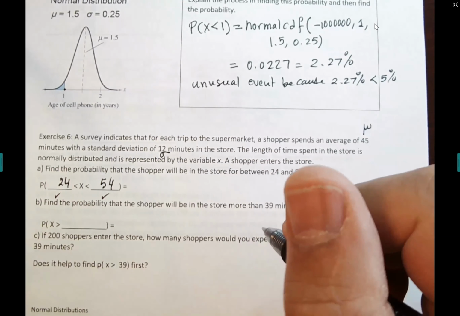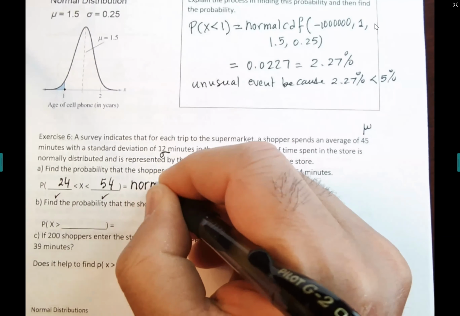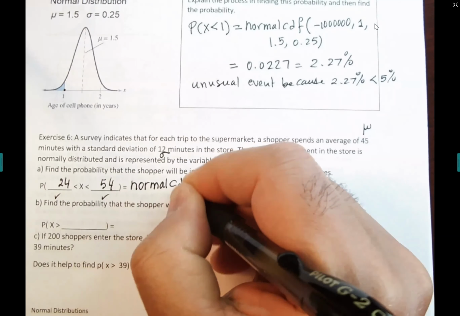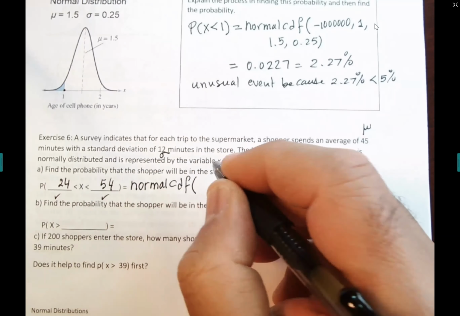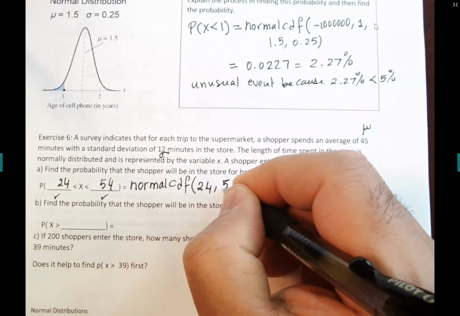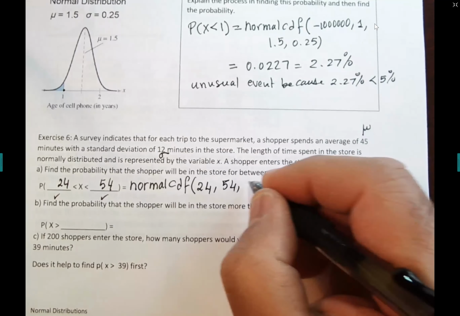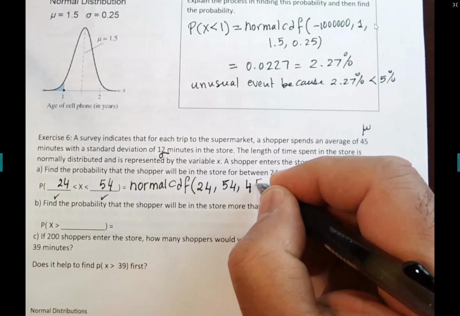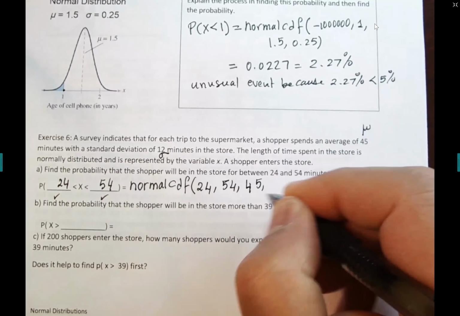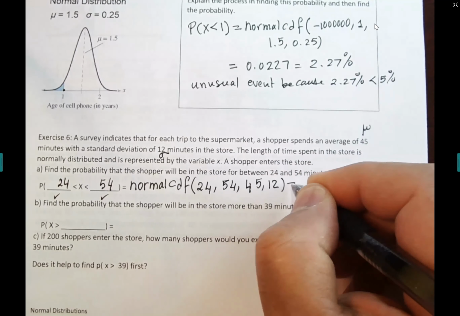He already gave you the lower bound and the upper bound. So you just do normal CDF, and please calculate it as I do the math. 24 is your lower bound. 54 is your upper bound. Your mean is 45. Don't put the standard deviation first. It's mean and then standard deviation. Equals.